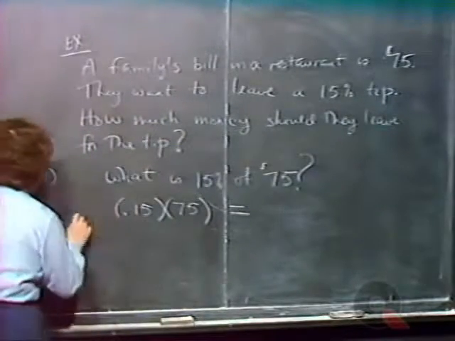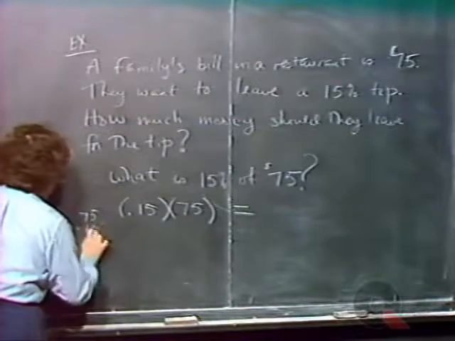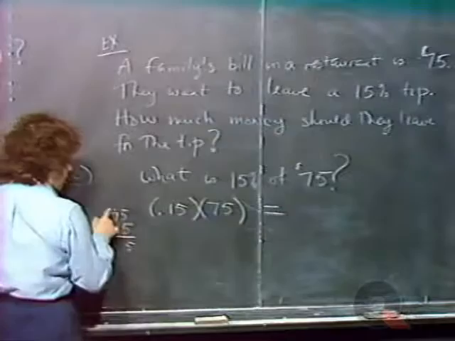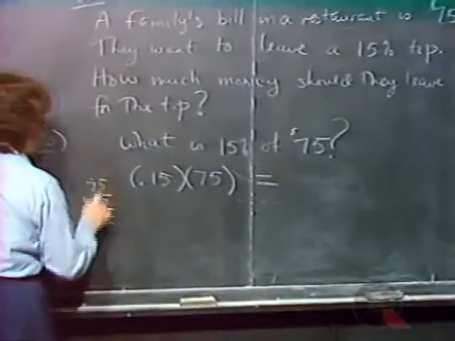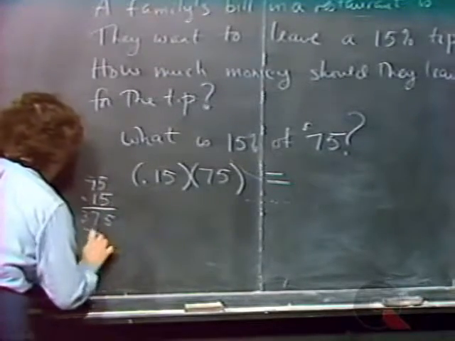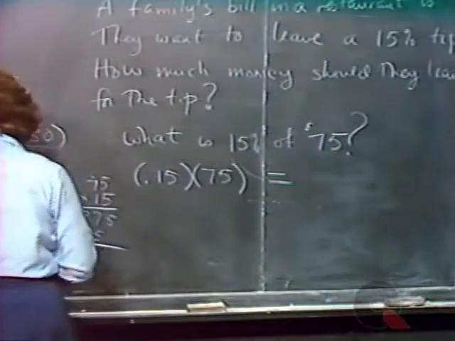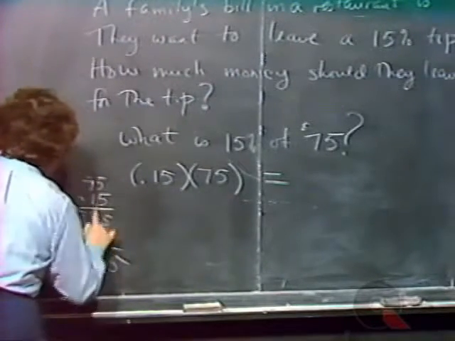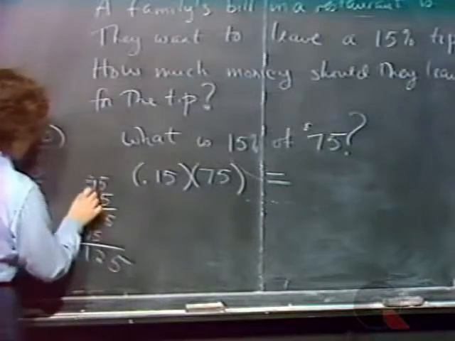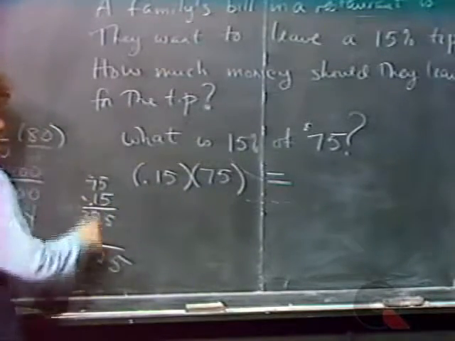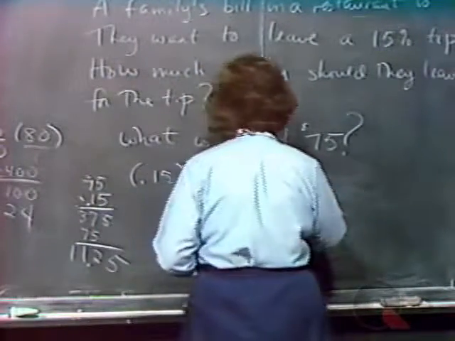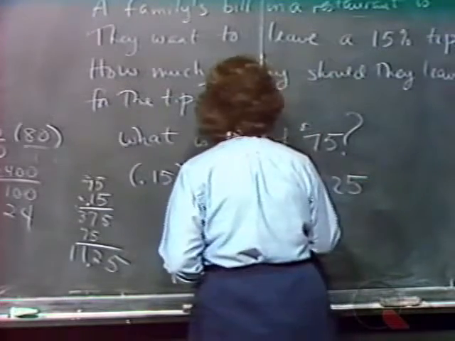So we have to go over here and calculate 75 times 15. 5 times 5, 25. Carry the 2. 5 times 7, 35, plus 2, 37. Then 1 times 75, but indent 1. And we get 5. 5 and 7, 12. 4 and 7, 11. Okay, now we had no decimal digits here, 2 decimal digits there, so there should be 2 decimal digits in the answer. So the tip should be $11.25.